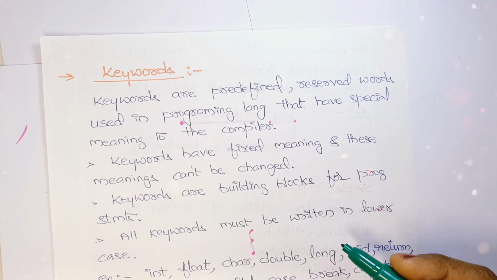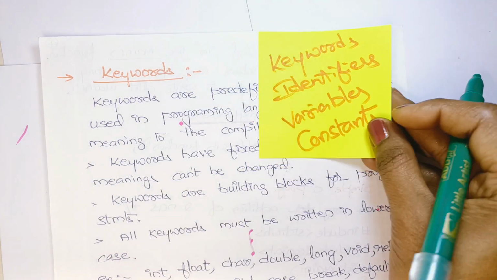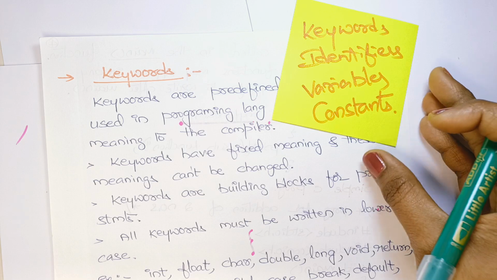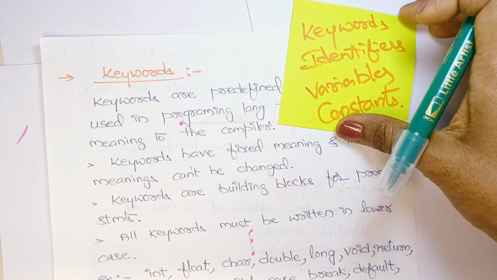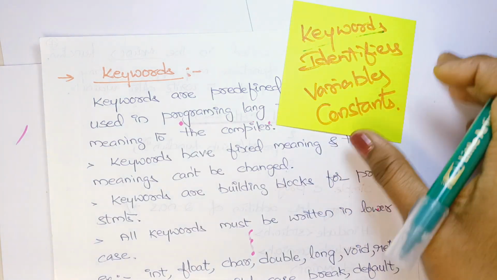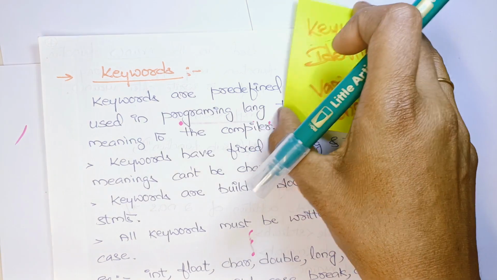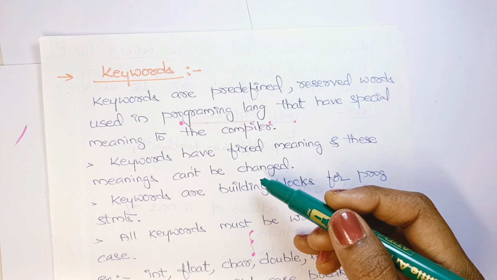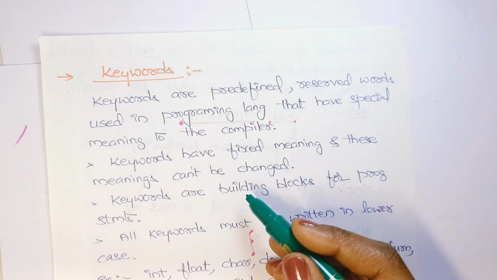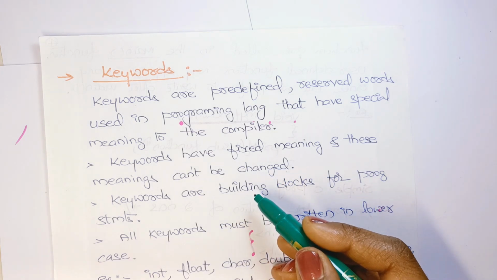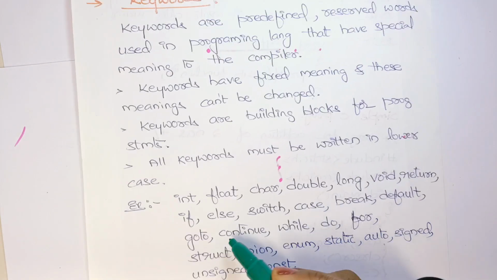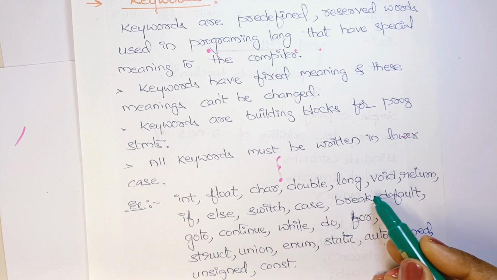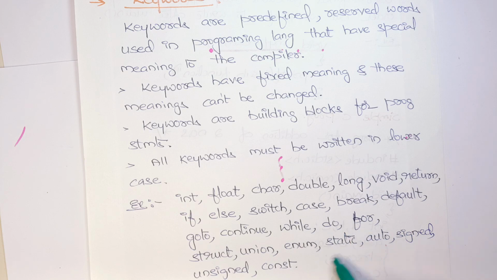Now we will see what the keywords, identifiers, variables, and constants used in the C programming language are, with examples. First we will see what keywords are. Keywords are predefined, reserved words used in a programming language that have a special meaning to the compiler. Keywords are like int, float, char, double, long, void, return, while, do, enum, static.